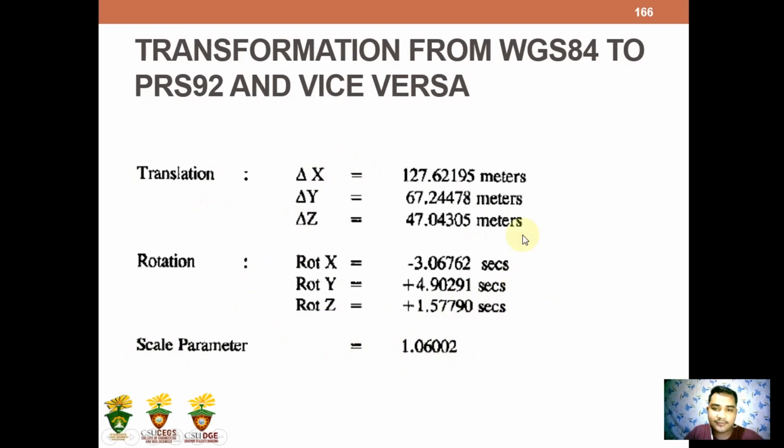From WGS to PRS. But if we're going to do it vice versa, which is from PRS to WGS 84, ma-change ang sign ani nila pito. Like sa translation, mahimo na siyang negative, negative, negative. Sa rotation, ang X mahimo na siyang positive, si Y ma-negative, si Z ma-negative. And sa scale parameter is ma-negative.